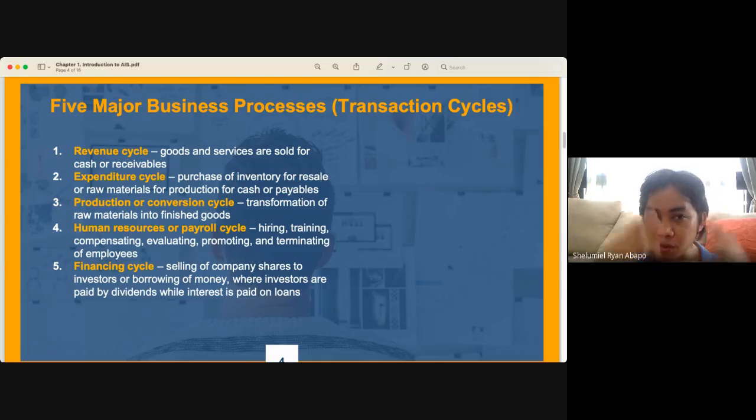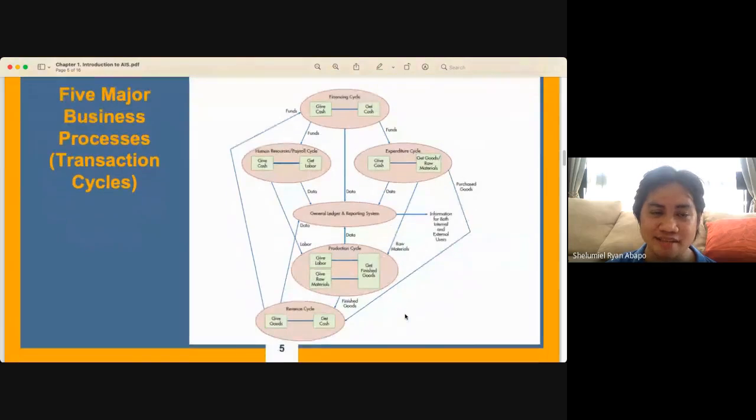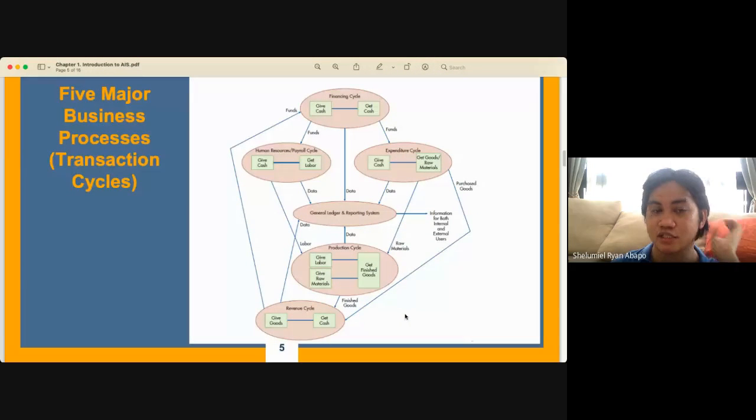So note na, ito yung 5 major business processes natin. And if you go to your OIDP, these 5 major business processes actually comprise the different chapters of our topics for accounting information system. Dito nakafocus ngayon sa ating mga major business processes. Right? Now, let's check the diagram for these major business processes.